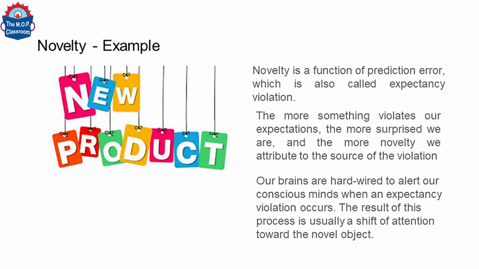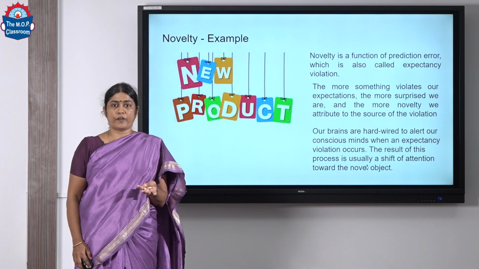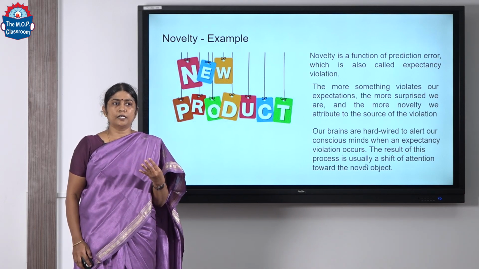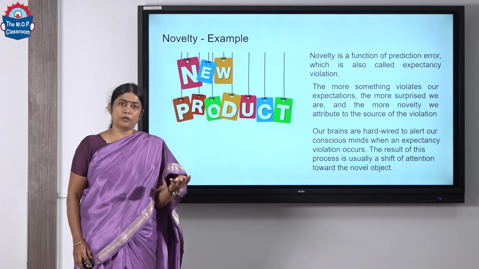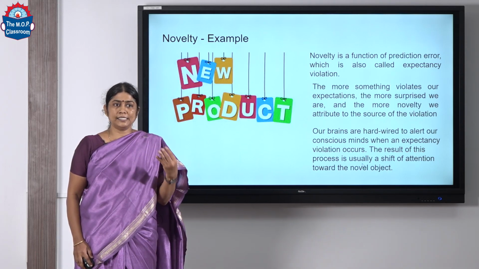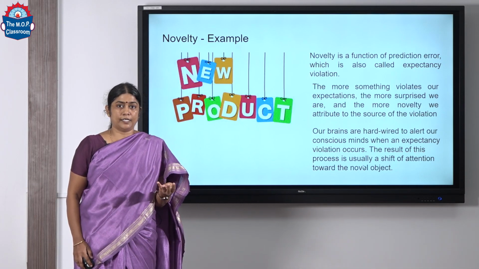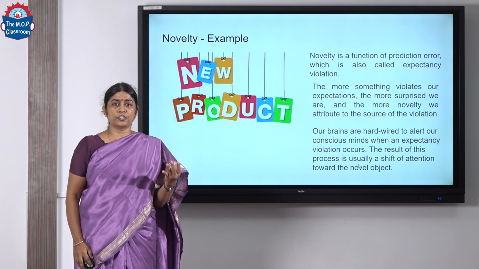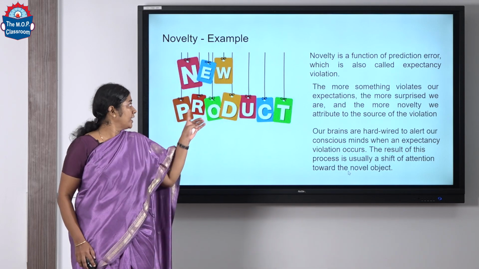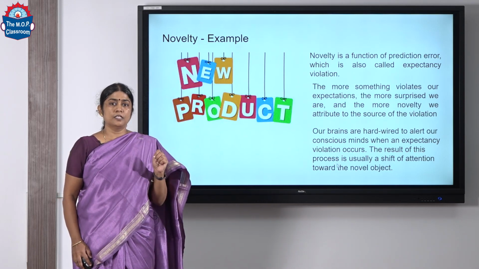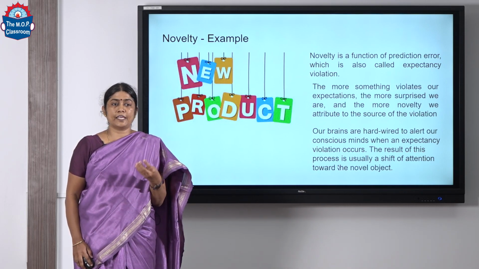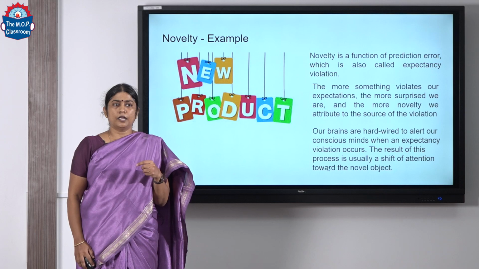Just imagine that you walk into a room where you find a blue cup on the shelf amidst some ordinary cups, and you tend to like the blue cup a lot because it's more attractive and more beautiful. And this is exactly what we mean by novelty. So what is novelty? It is a function of prediction error, otherwise known as expectancy violation. We can understand this term by relating it to our brain process.